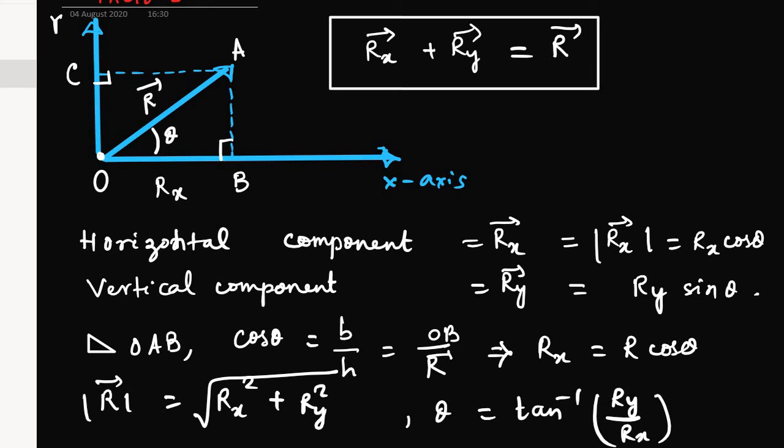You can see for yourself in this bigger picture, tan theta will be P by B. This is P and this is B. This is Rx, this is Ry. So you can calculate easily, this is Ry and this will also be Ry. So taking tan inverse of Ry by Rx, you will get the value of theta.